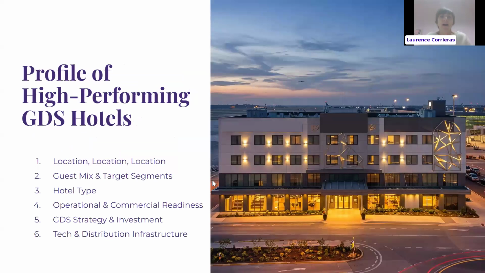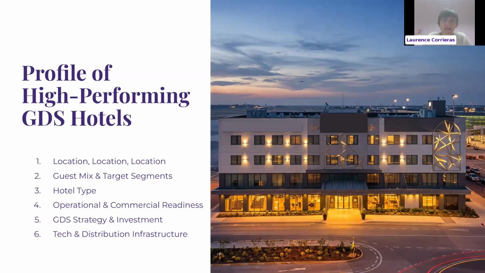Let's talk about the profile of a high-performing GDS hotel. Let's look at what makes a hotel perform well on the GDS. First, location, location, location. Your hotel has better chances to perform on the GDS if it is located, as you know, in a major urban city center like Paris, London, New York, or Tokyo, close to airports, business districts, government offices, or convention centers, and easily accessible via major transport hubs, ideal for corporate travelers.